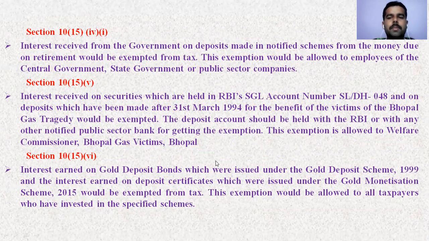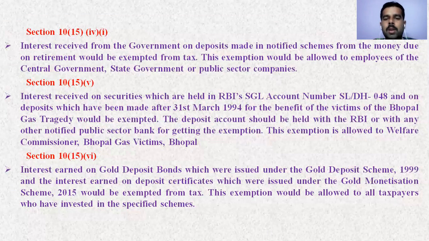The next one here, interest received from government on deposits made in notified schemes from the money due on retirement would be exempted from tax. Okay, at the time of payment, the payment is not made to the persons. Then on retirement only, they receive that interest as well as the principal amount. This amount is also tax free and fully exempted. This exemption would be allowed to all employees of central government, state government, or public sector companies.